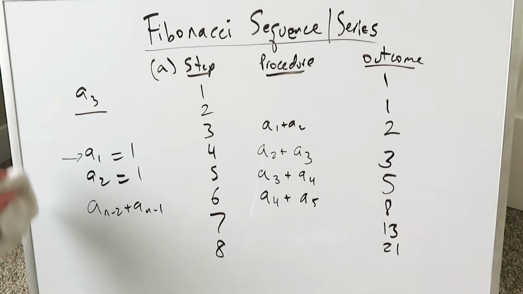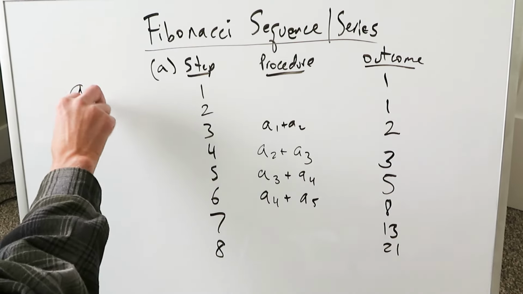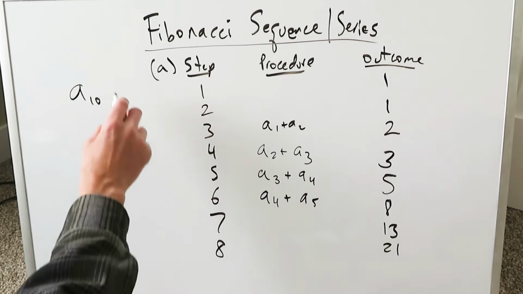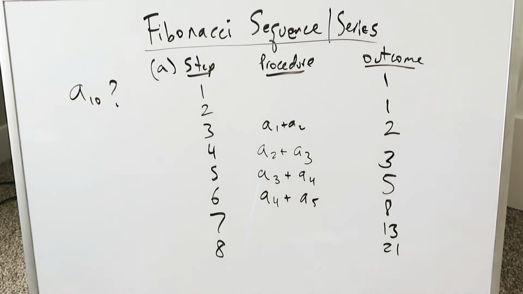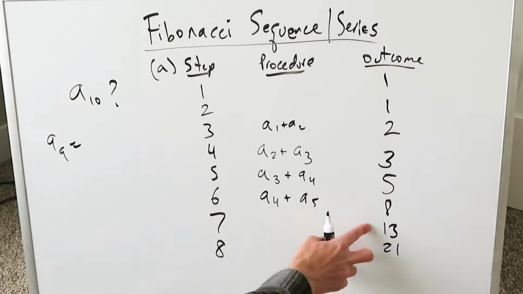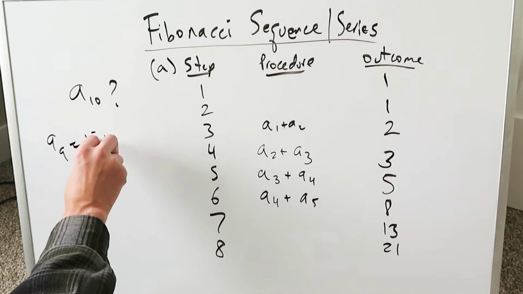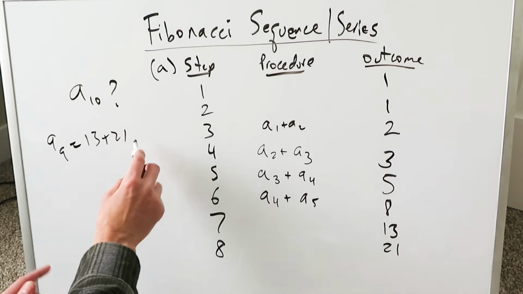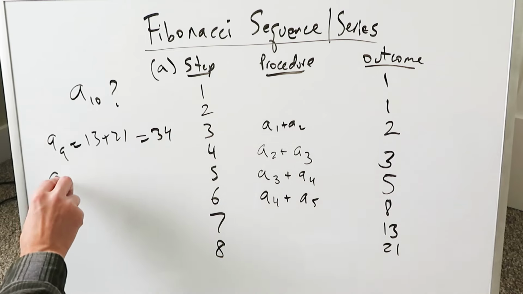The question we want to look at now is, what is the value of the 10th number in this sequence, the Fibonacci sequence? Well, we've gone up to A8. You know what A9 will be. A9 will be equal to the sum of the previous two. It'll be 13 plus 21. And what's that going to be? It'll be 34.